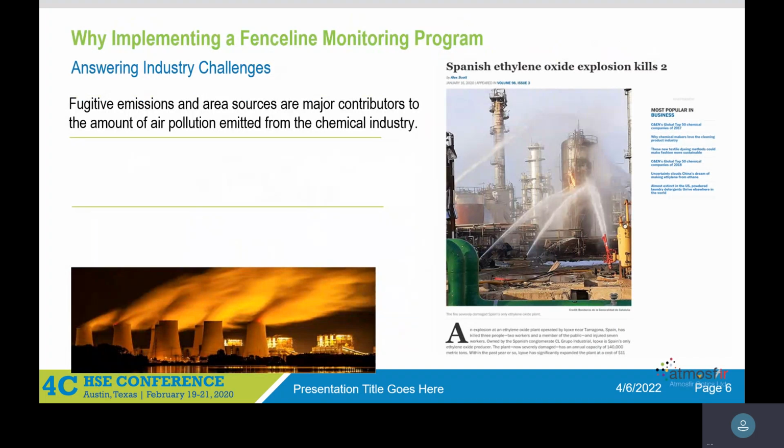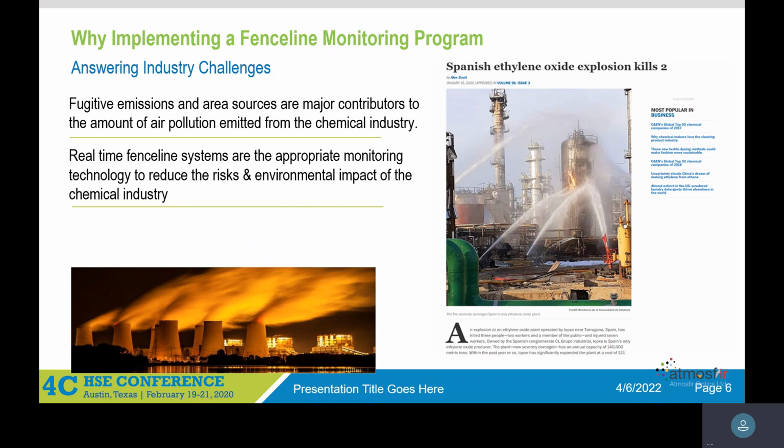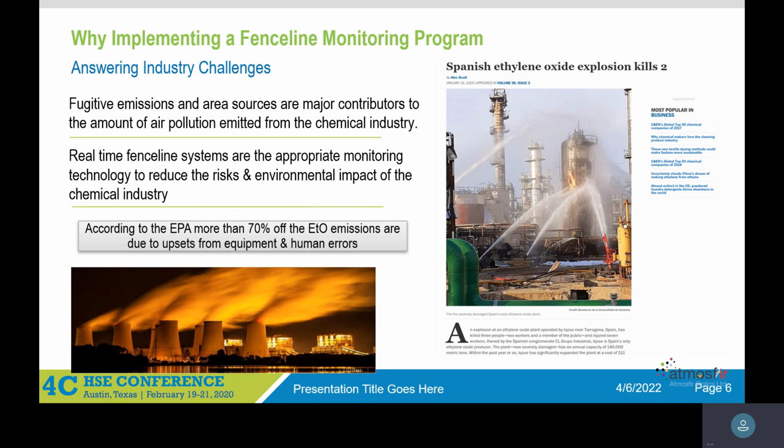So what are the challenges of the industry? Fugitive emissions are the major contributors to the amount of air pollution emitted from the chemical industry, and that includes ethylene oxide. Real-time fenceline monitoring is the appropriate way to monitor those and reduce the risk and environmental impact of the industry. I heard an EPA presentation a few months ago, where the EPA official said that more than 70% of the EtO emissions come from upsets from equipment and human errors. And the only way to catch human errors is to measure 24/7 in real time.